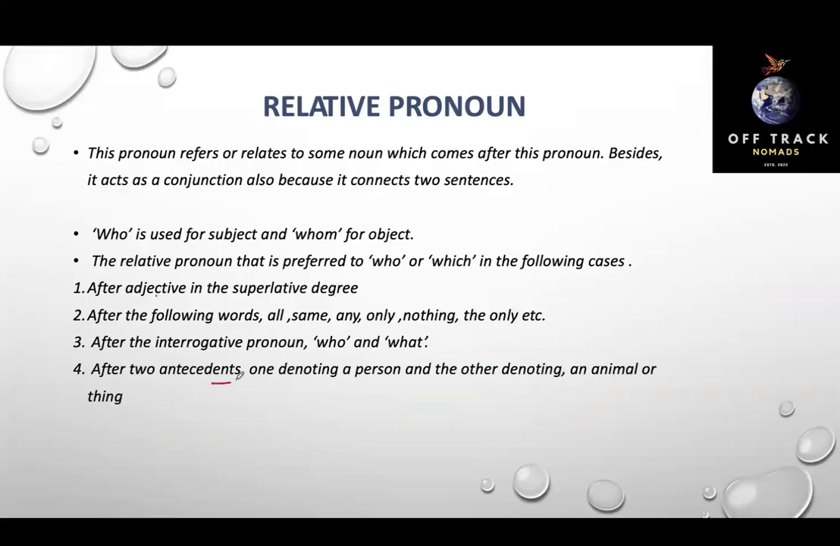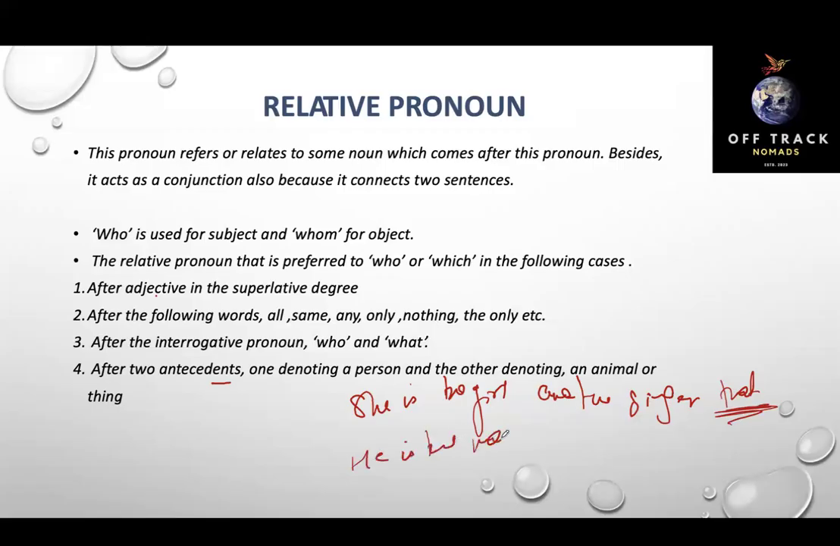After two antecedents, one denoting a person and the other denoting an animal or a thing. For example, she is the girl and the singer that impressed everyone. That impressed everyone. Again, if I want to say, he is the man and the poet that we talked about.